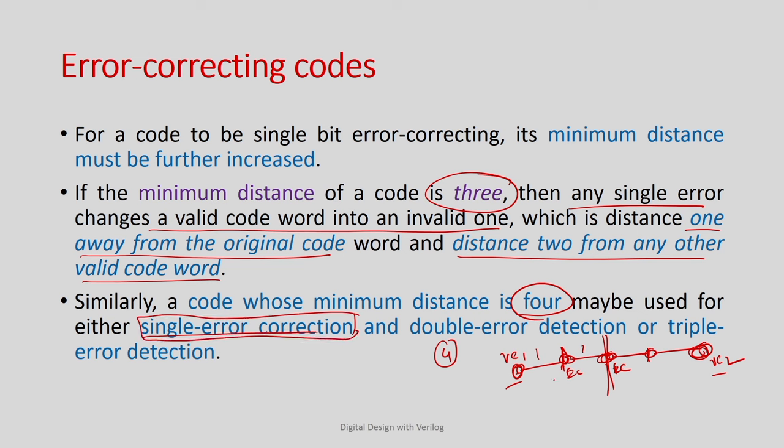Okay. But this is a 2 or 3 error detecting code, because from here, even if 1 error happens, it will reach here, 2 errors happen, it will reach here, 3 errors happen, it reaches here, right. So I will not reach another valid code. So I can detect up to 3 bit errors in this code. Similarly, from here, if a single bit error happens, I will reach here, 2 bit errors, I will reach here, 3 bit errors, I will reach here, but I am not reaching another valid code. So if the distance is 4, it is double error detection or triple error detection, but it is still a single bit error correction code. Okay. So this is something you should keep in mind.